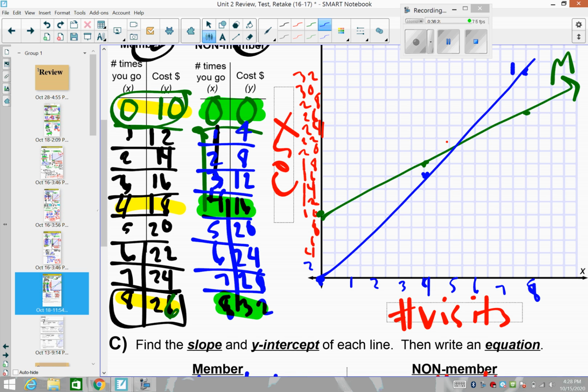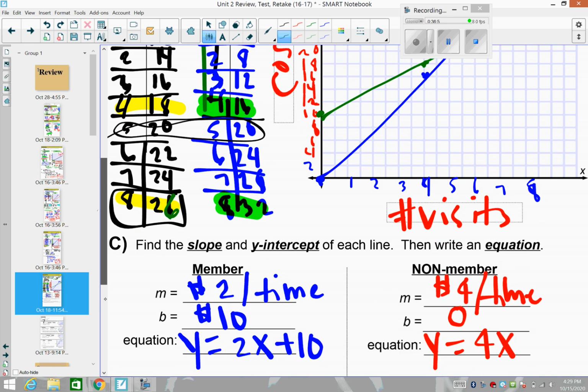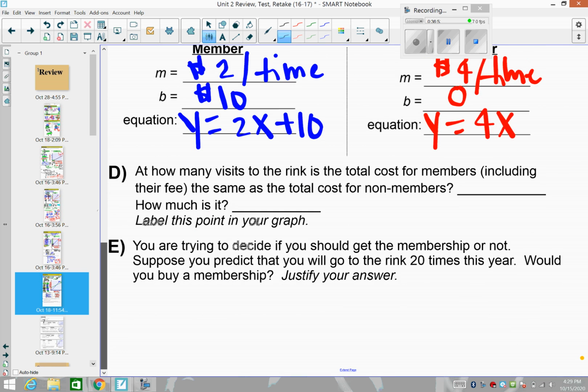Now you can see that initially it's better to be a non-member. It doesn't cost as much. But eventually you get to this point where it would make more sense to be a member. And that change kind of happens right here. There's a tie, and then after that it's definitely cheaper to just get that membership. So that's what we're going to talk about down here.